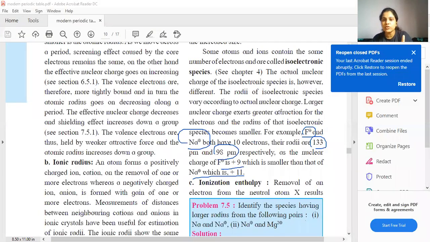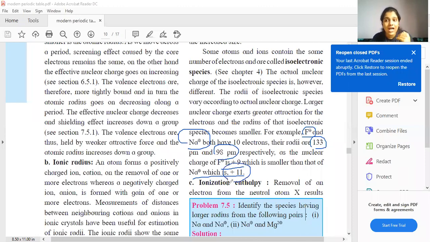So you all can see students, the ionic radius of F minus is 133 picometers, and the ionic radius of Na plus is 98 picometers. Okay, fine. See, if the nuclear charge is more, then the size is less. Inverse relation, yes or no? So out of F minus and Na plus, which has the higher nuclear charge? Na plus, right? Because it is plus 11.